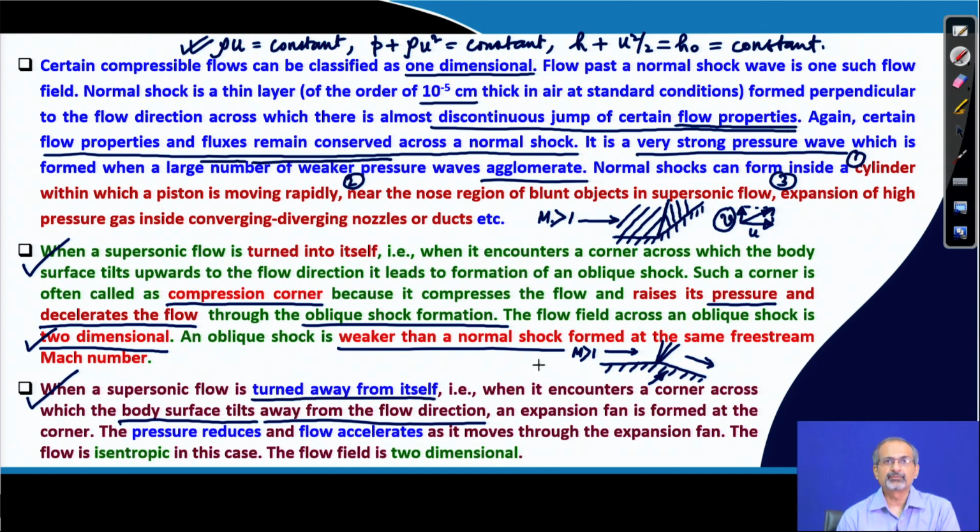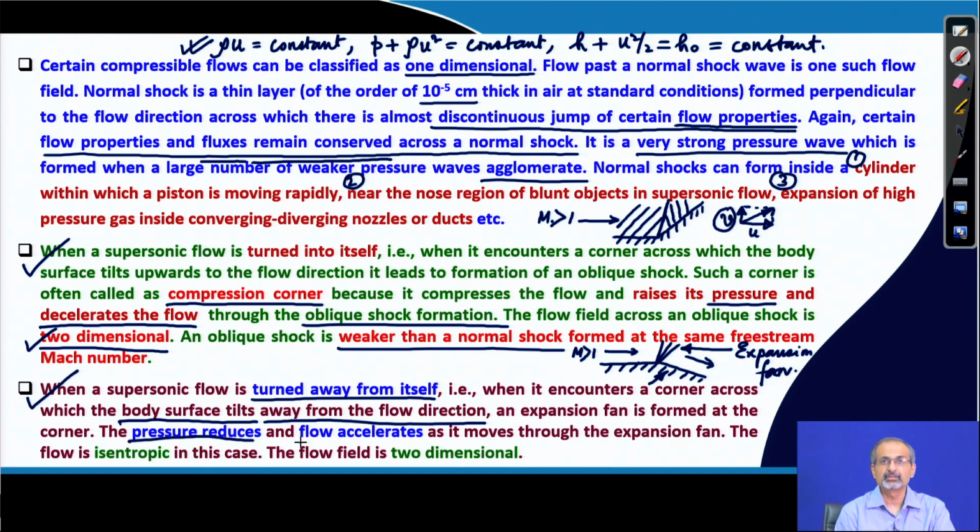When the flow turns away from itself, an expansion fan is formed at the corner. So, we talked about characteristics which are moving further apart from each other in an earlier lecture, and that is precisely what happens here, where an expansion fan forms. You can consider these as the characteristics lying within the expansion fan, across which the flow is expanding and accelerating.